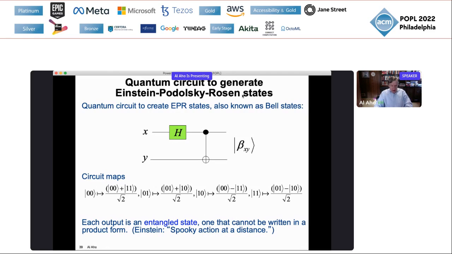and Einstein called these Einstein-Podolsky-Rosen states spooky action at a distance. And you can do some amazing things with entangled states in quantum mechanics. And I might mention that I think almost all physicists don't really understand the phenomenon of entanglement.